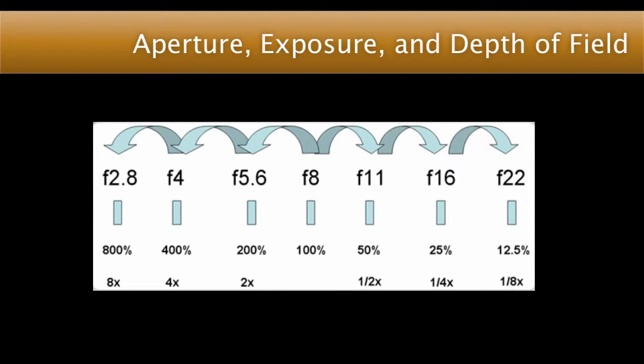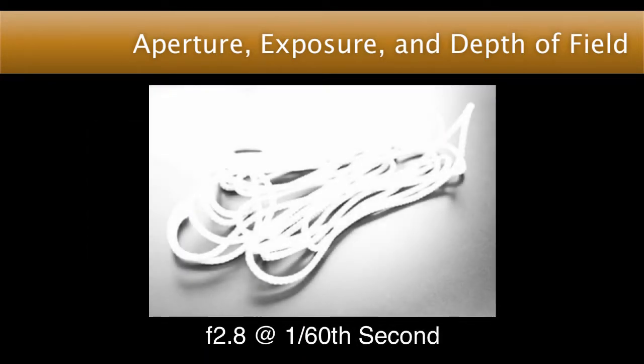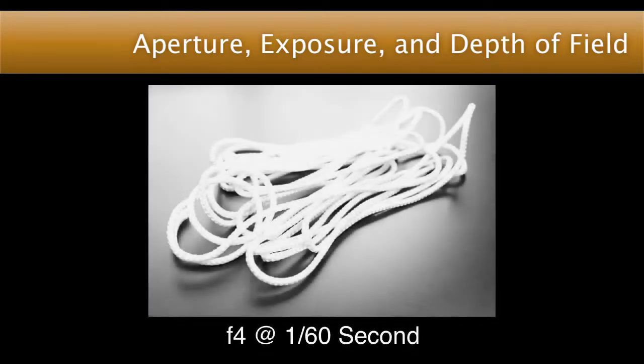For example, having an original f-stop of f11 and then moving to f16 will allow half the amount of light through. On the screen, you're able to see pictures that have been taken with a one-stop decrease in exposure value by only changing the aperture or f-stop.